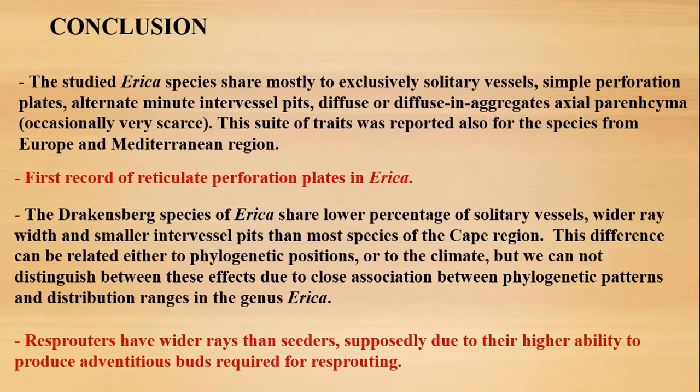These differences can be related to their phylogenetic position, also to the climate, but cannot be distinguished because the effect is due to close association between the phylogenetic pattern and distribution ranges in the genus Erica. And also, the resprouters have wider rays than the seeders, supposedly due to their ability to produce adventitious buds that are required for resprouting.